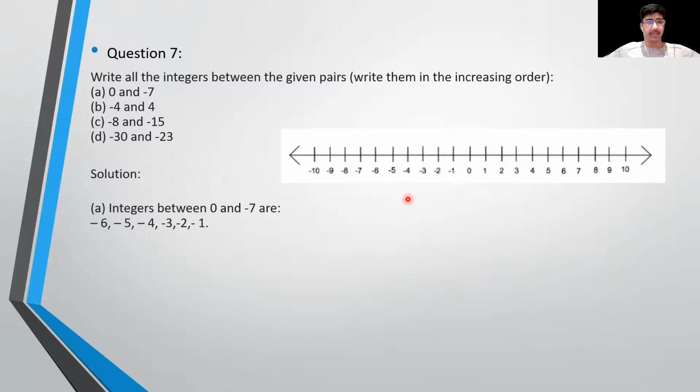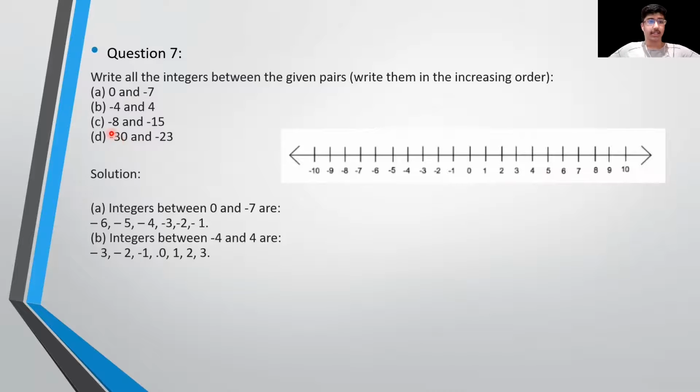All right. B, -4 and 4. So -4 is here and 4 is here. And they've asked us to find all the integers in between them. So that is -3, -2, -1, 0, 1, 2, and 3. And this is in the increasing order.